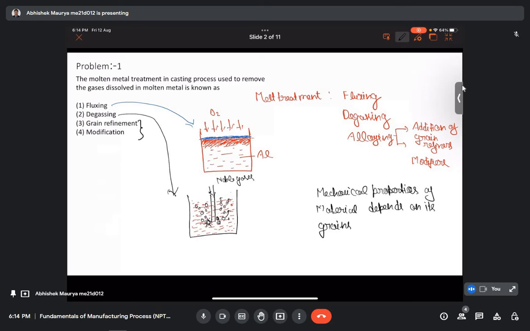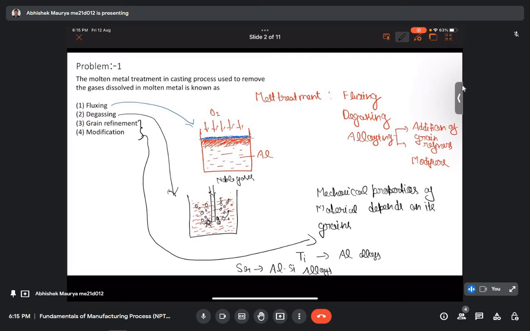So these two processes, grain refinement and modification, try to add some grain refiners or modifiers inside the molten material to control its grain shape and size. For example, titanium is used as a grain refiner in aluminum alloys, and strontium is used as a modifier in aluminum silicon alloy. Basically, their task is to control the grain shape and size.